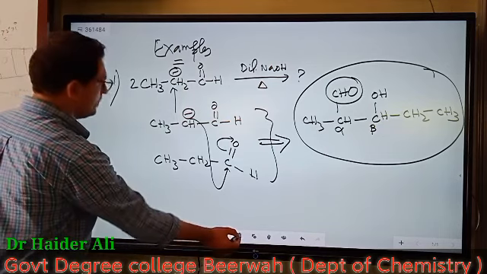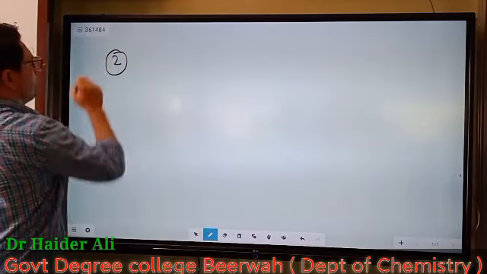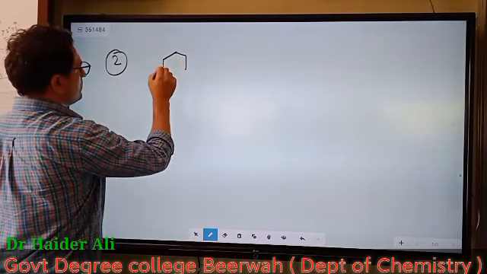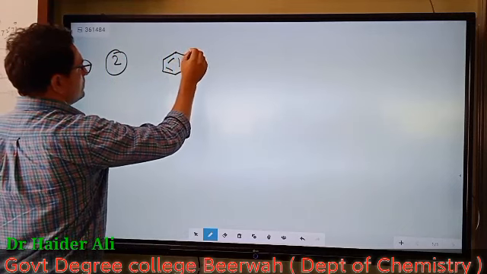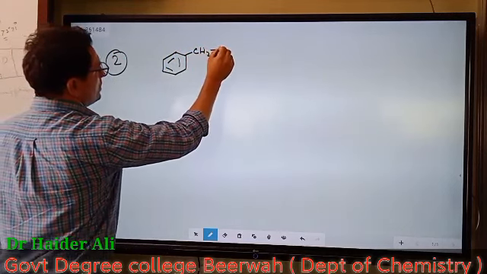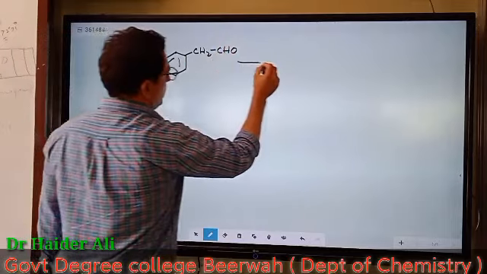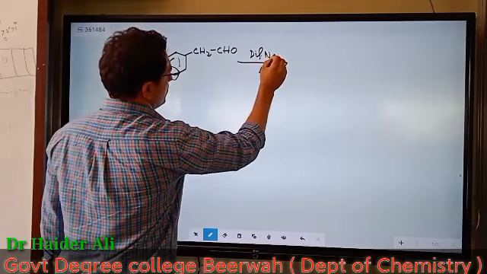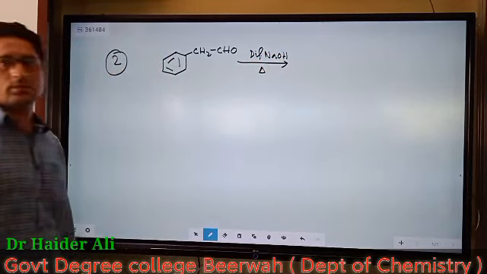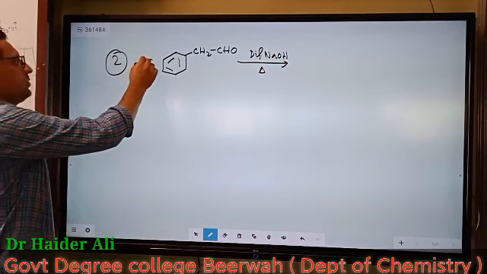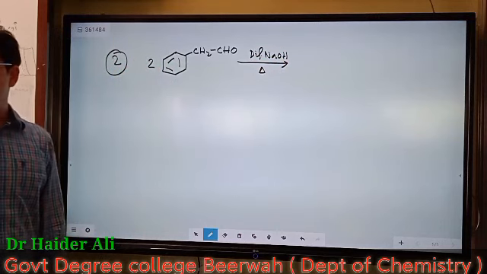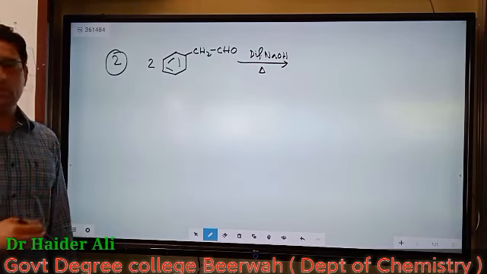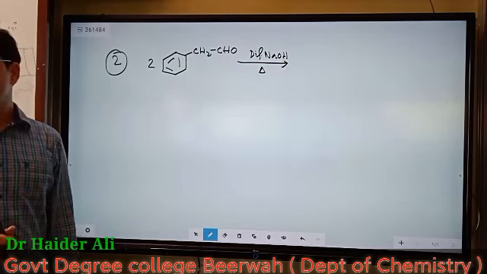Let me have one more example. Example number 2. Now, if we have this molecule, CH2 CHO, under basic conditions, dilute NaOH. What will be the product? These are two molecules. Can you make the product? Anyone from you can make the product here on the board?